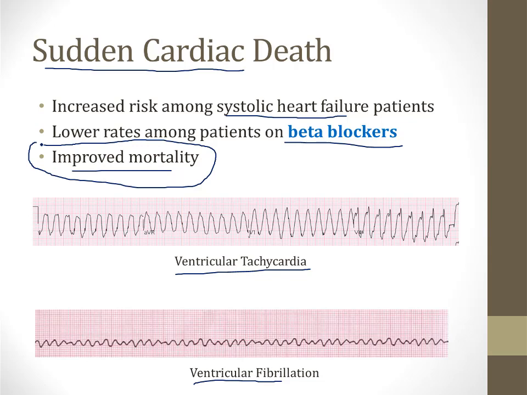Now you also may be wondering how the effects of beta blockers on the pacemaker cells of the SA and AV node lead to reduced rates of ventricular tachycardia and ventricular fibrillation. And the answer is that these benefits probably don't have much to do with the effects of beta blockers on pacemaker cells. Beta blockers also have effects on ventricular myocytes, and those are the effects that likely lead to reduced sudden cardiac death.